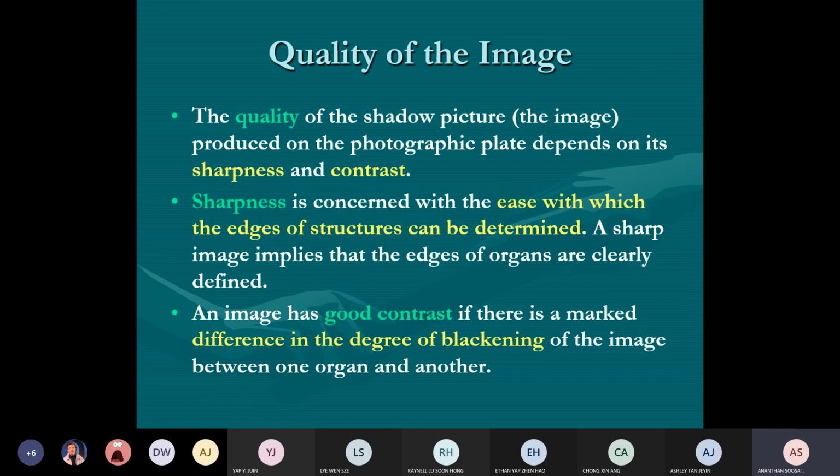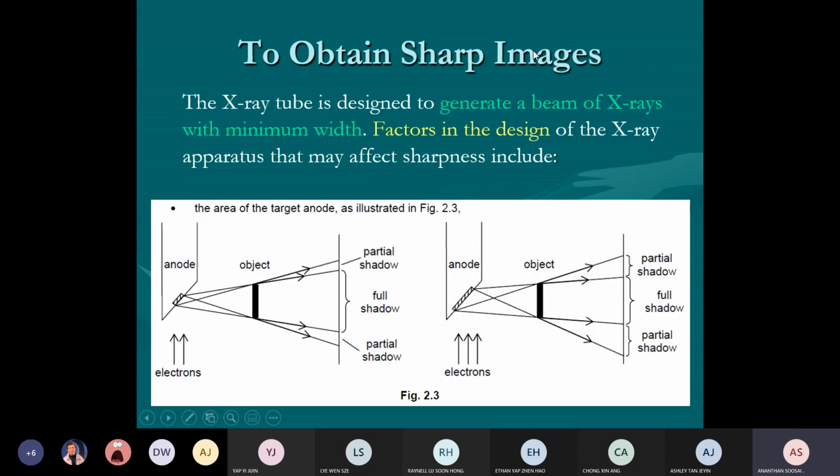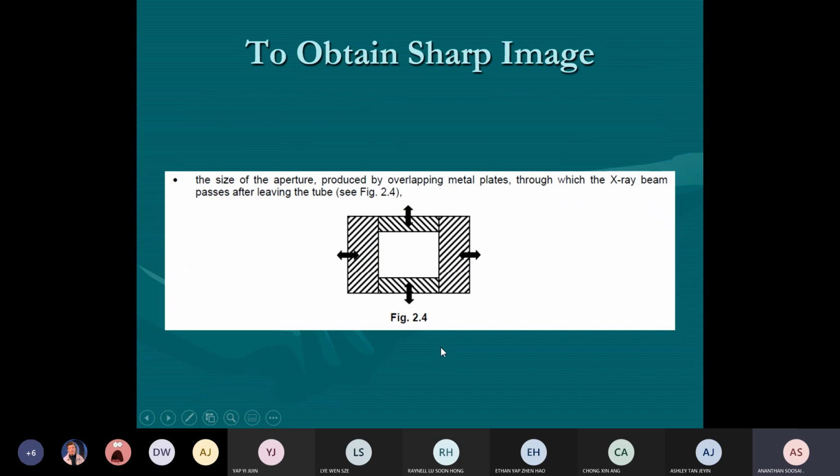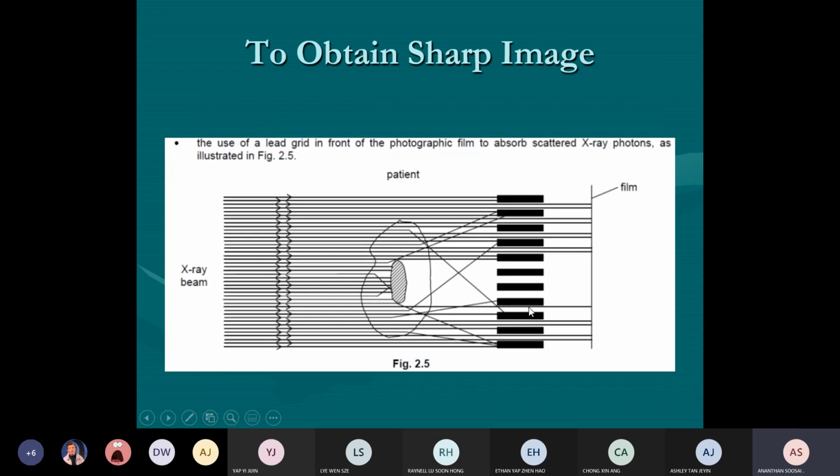So how do you improve sharpness? Two ways. A smaller anode is used so that the partial shadow is smaller. Then we use a lead grid. The lead grid blocks the diffracted X-rays so that the image is sharper. So we use a lead grid, and we use a small anode.